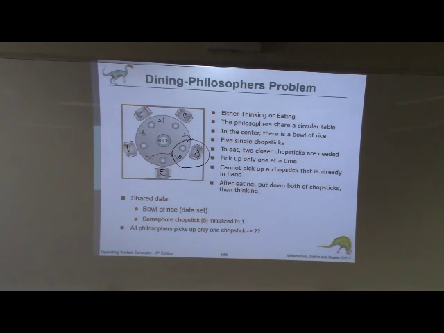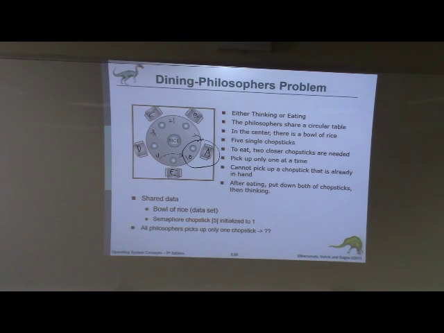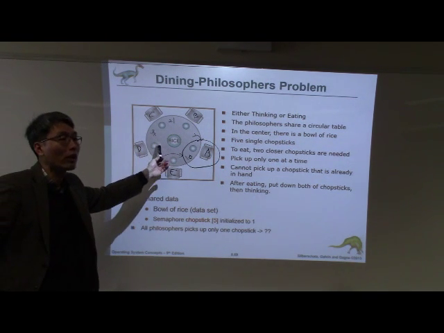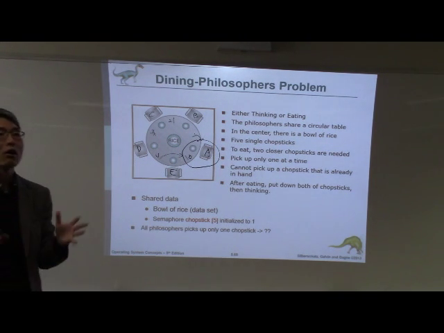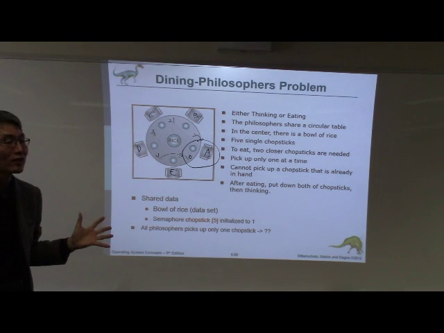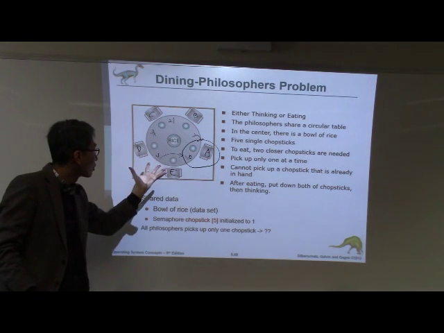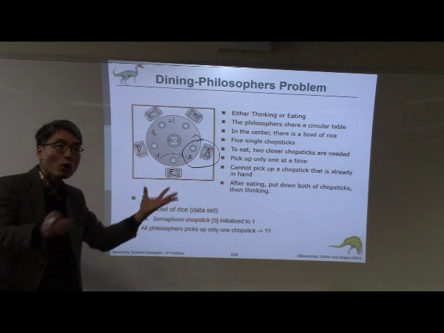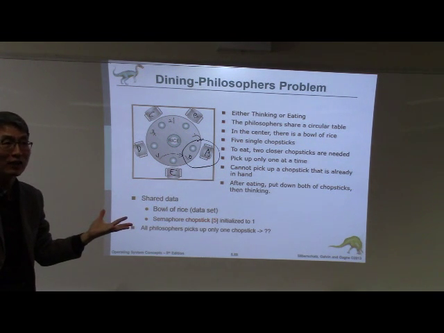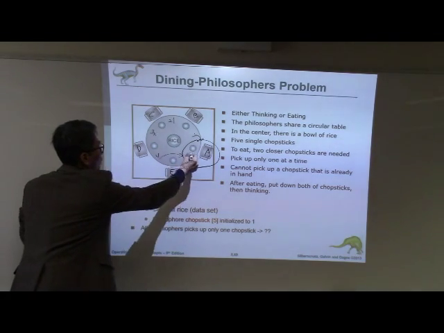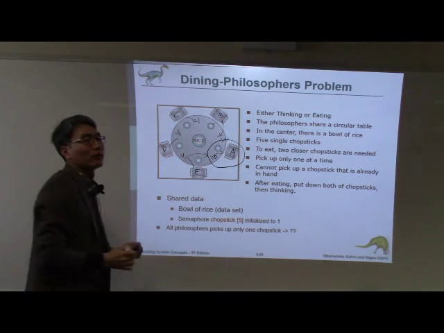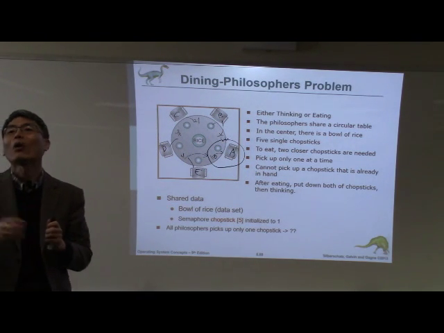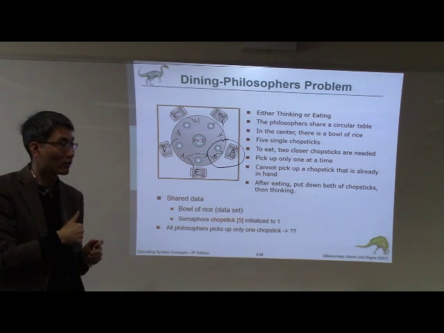So why is this a critical section problem? Because it has a deadlock situation. Because you have a limited resource, shared data, but to access it and eat the rice, you need to get the chopstick. In the worst case, all philosophers take their own chopstick first. Okay? Which means this one, this one, this one, this one, this one. Then nobody can eat. They are waiting for the other. It's the worst case. Okay?